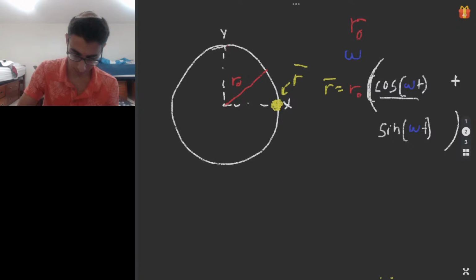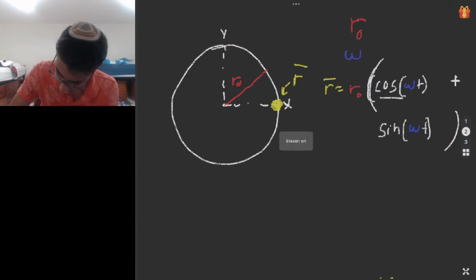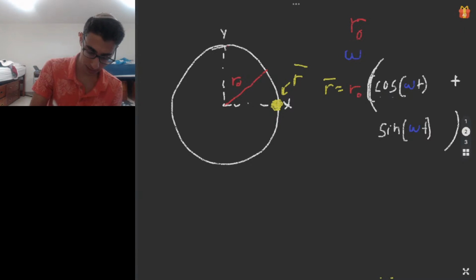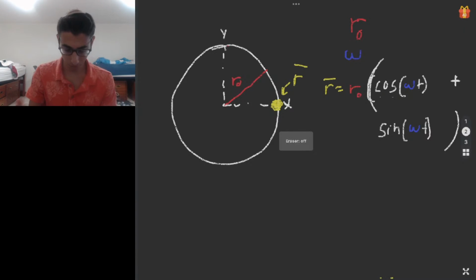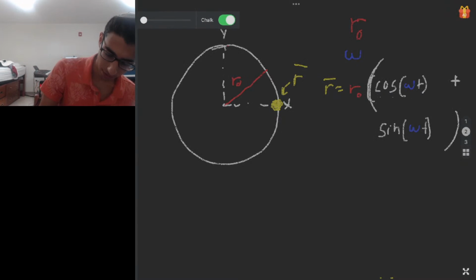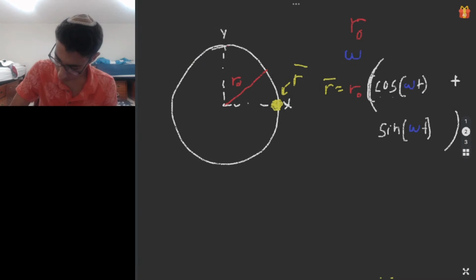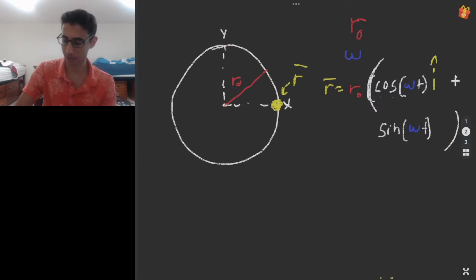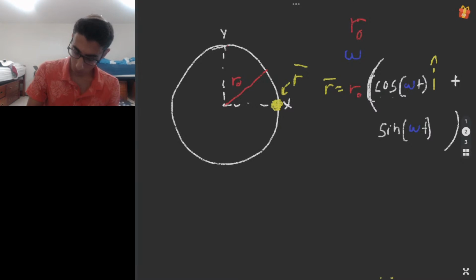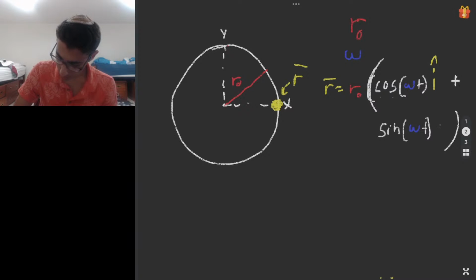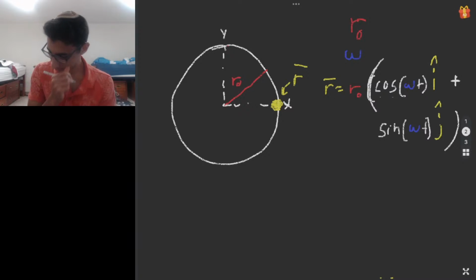Let me just erase this line. If cosine omega t is our x component, then to make it into vector notation, we add our i hat there, so it's that scalar times i hat times the r naught scalar. And then the y component would be sine omega t, so we add our j hat over here. And so now we get a vector back for our position. Great, so we have our position modeled.